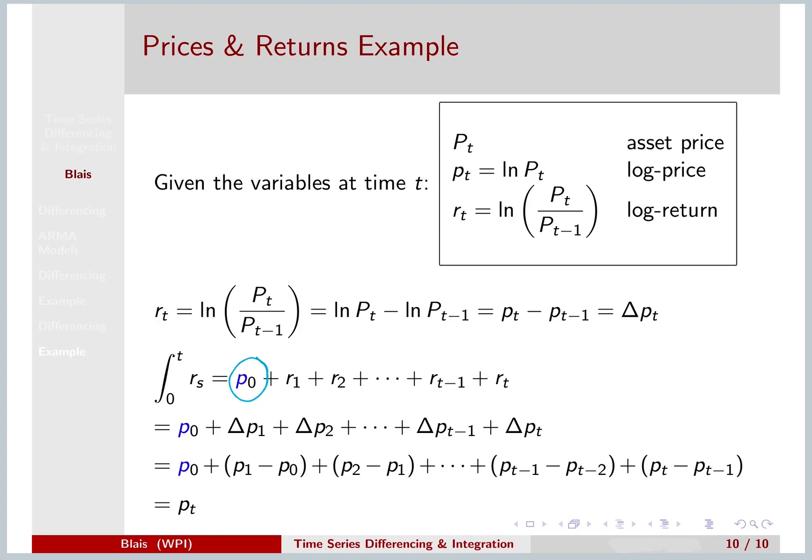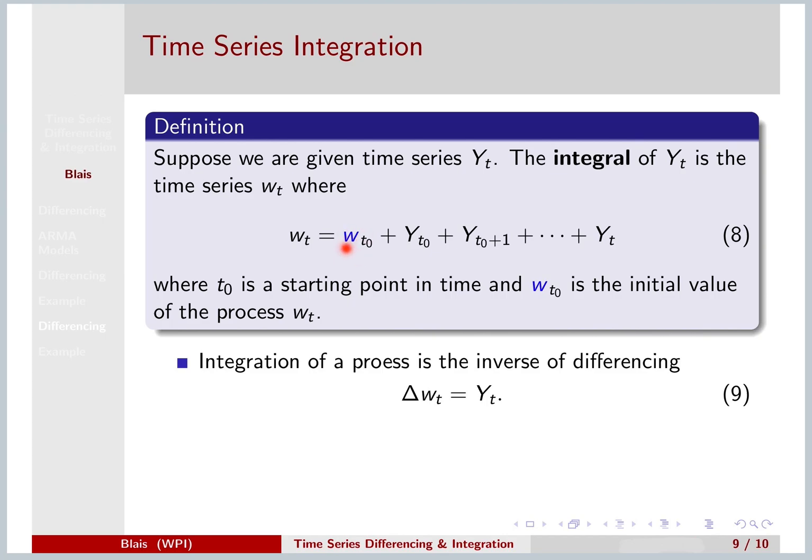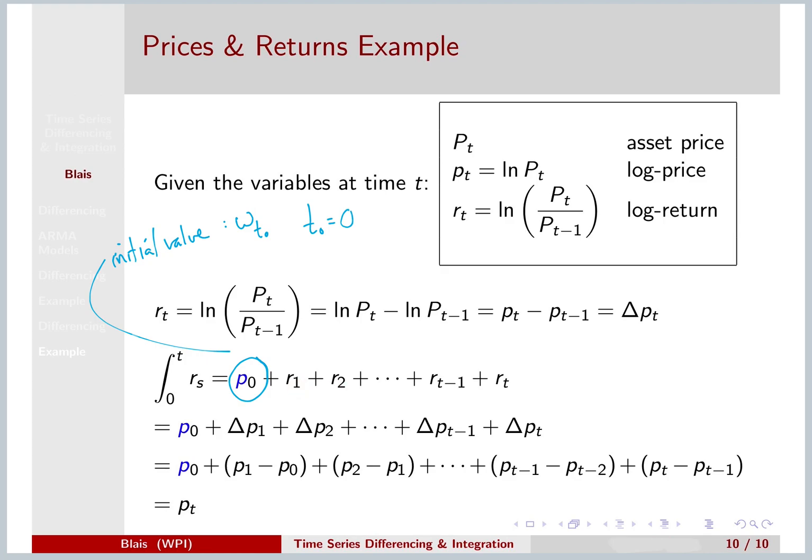Note that we have this, our initial value, what we had called w_{t_0} in the previous slide. In this slide, we're saying that t_0, we're starting at time 0. So this is our initial condition, which is our initial log price. And then using that previous definition, we start with that initial condition, and then we accumulate, starting at that time for the time series, in our case r, by adding them up until time t. So r_1 plus r_2 up to r_t.